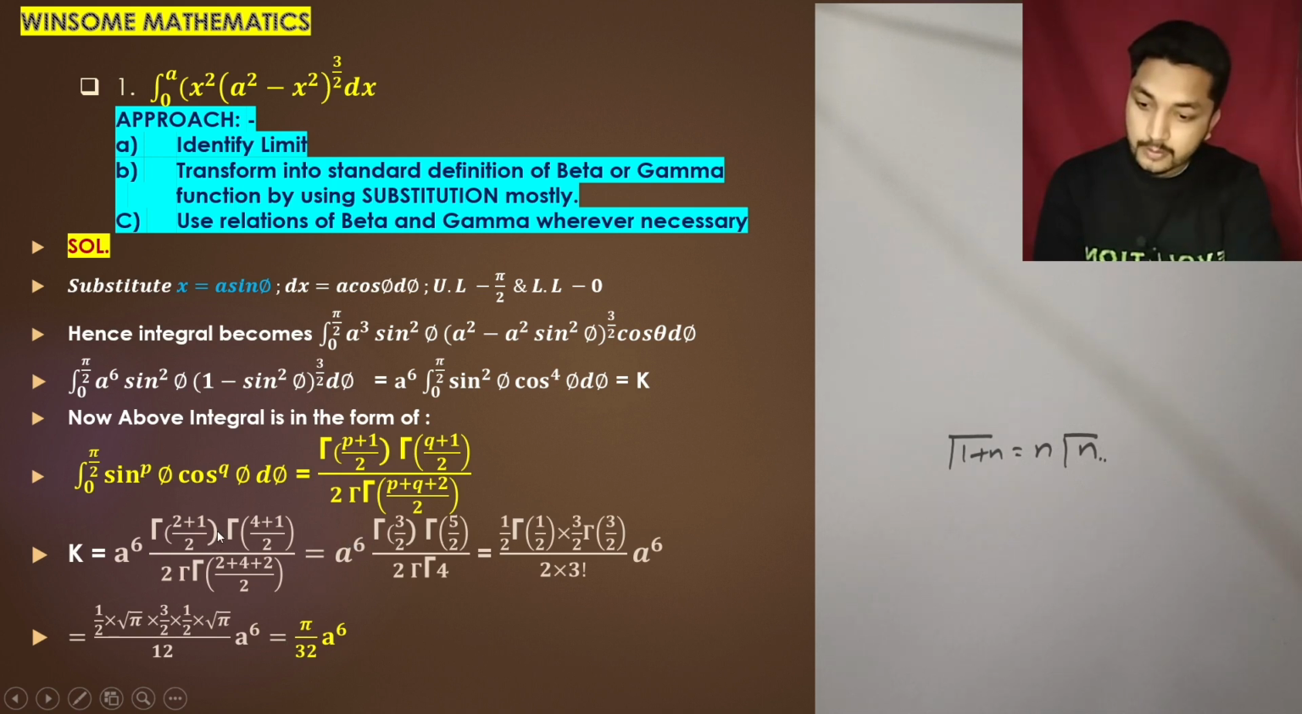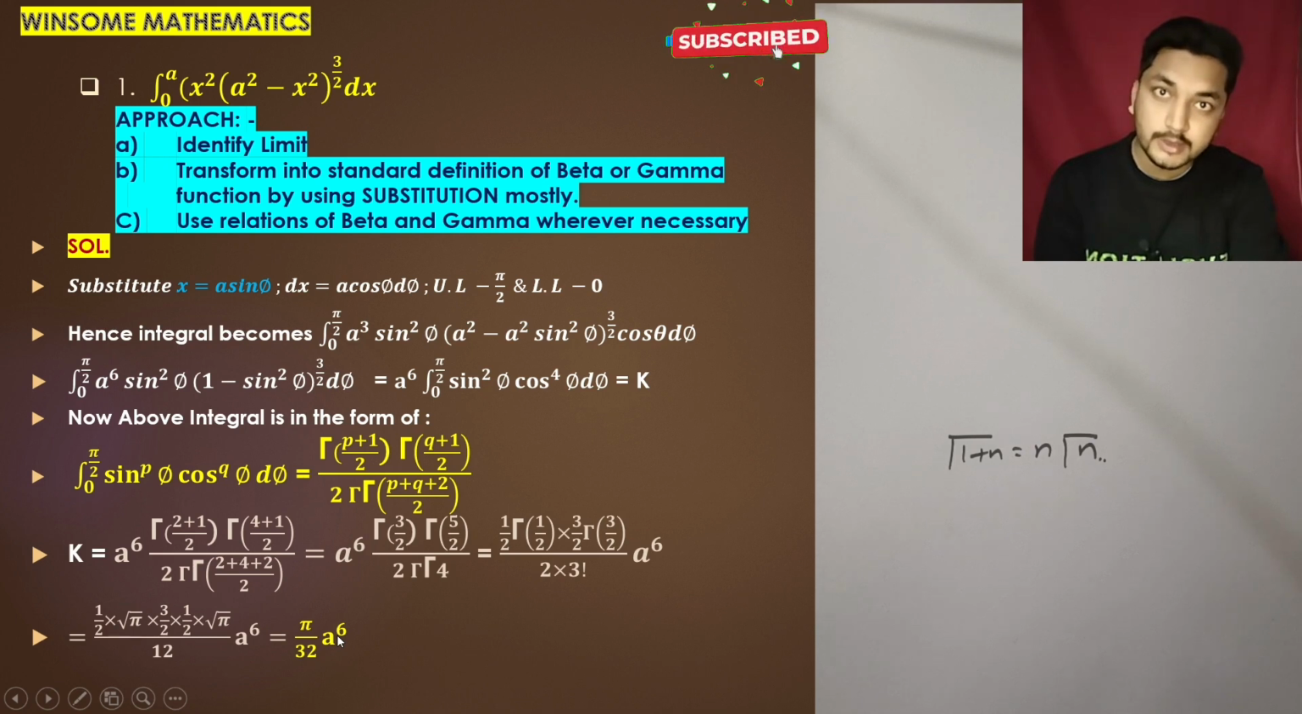And a to the power 6, a to the power 6, this is equal to this, and 5/2 is 3/2 gamma 3/2, and 2 into 4 plus 2, that is 8, so upon 2, so 4, gamma 4. Sorry for this mistake, not gamma, so only gamma 4. Gamma 4 is equal to 2 into 3 factorial, clear? So we will solve it and we will see the result, pi by 32 a to the power 6. This was all about this question.